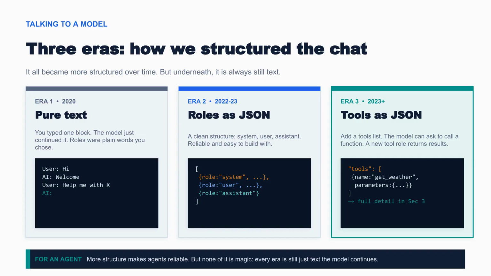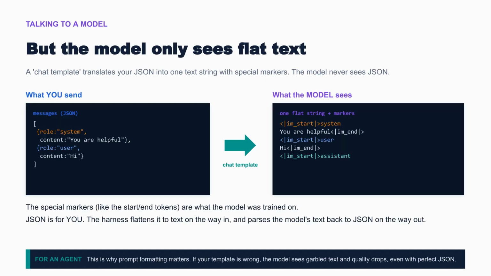Talking to a model and the flat text underneath. How we structure a chat changed across 3 eras. Plain text you typed as one block, then clean JSON roles for system, user, and assistant, and finally a tools list the model can ask to call.